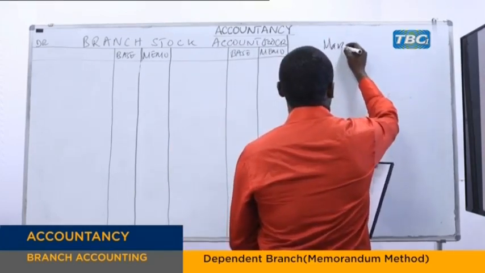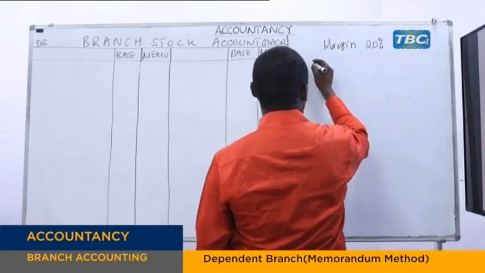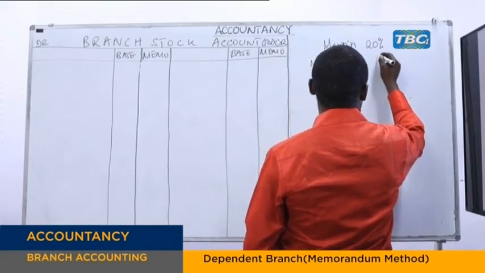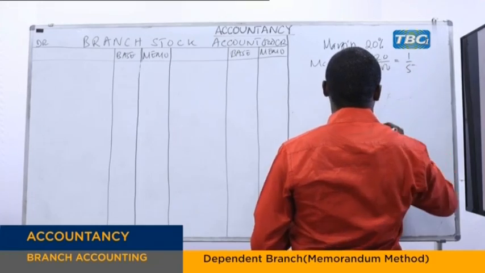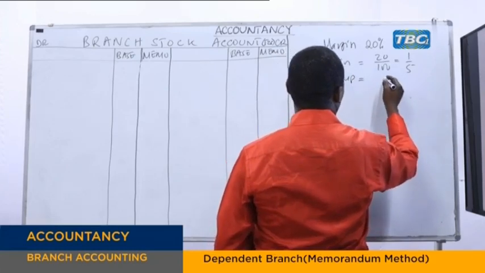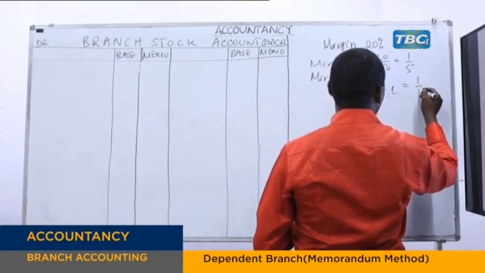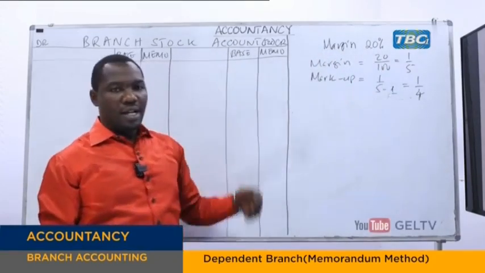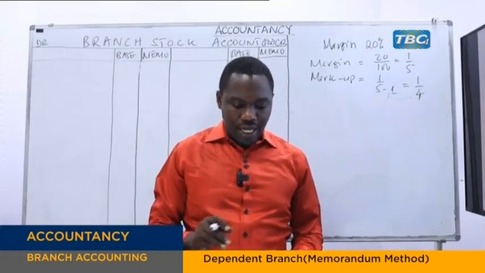The margin was 20%, which is just like 20 over 100, which is 1 over 5. So then the markup will be 1 over 5 minus 1, which will be equal to 1 over 4. So this information, we are going to use as we are adjusting for the profit loading. Okay, let's go now to the entries.